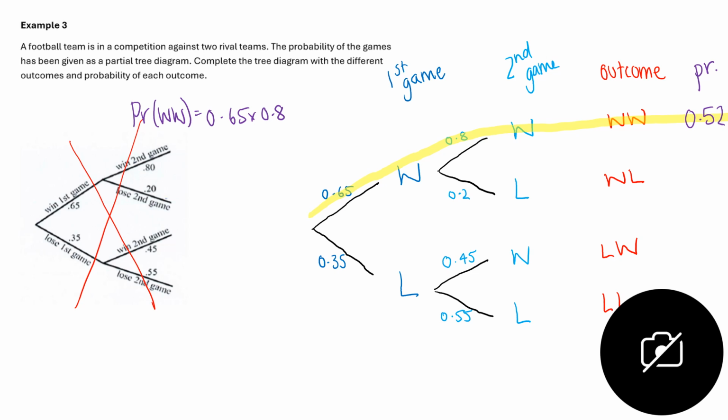Let's have a go at the next one here. So it's still going to be that 0.65, but now we're multiplying it by 0.2. So the probability that we win a game and then lose the second game is 0.13. And all we have to do now is continue that down. So 0.35 times 0.45 is 0.1575. Let's do the next one. 0.35 multiplied by 0.55 is 0.1925.